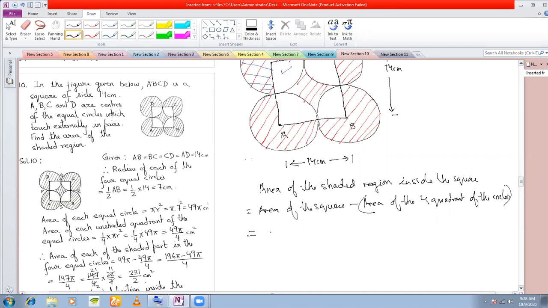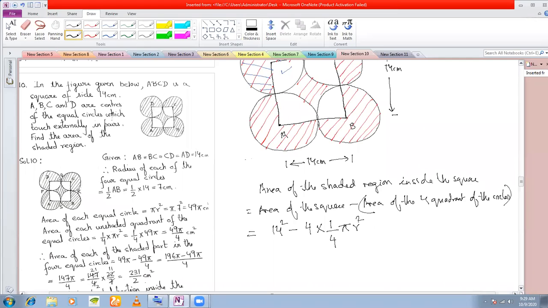So area of the square, if each side of a square is 14, so area of the square is 14 square. And what is the area of the four quadrants? Four quadrants are there, so write 4 first for the four quadrants, into what is the area of each quadrant? 1/4 pi r square.